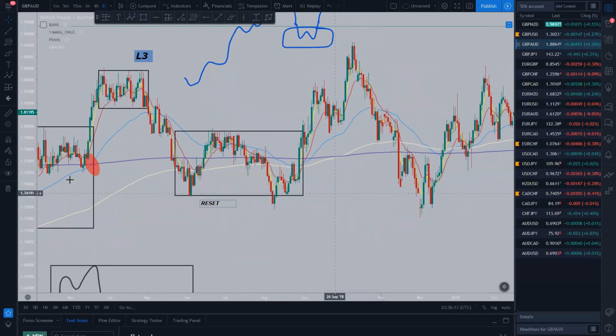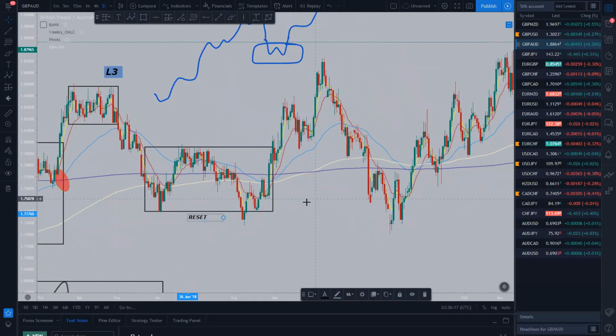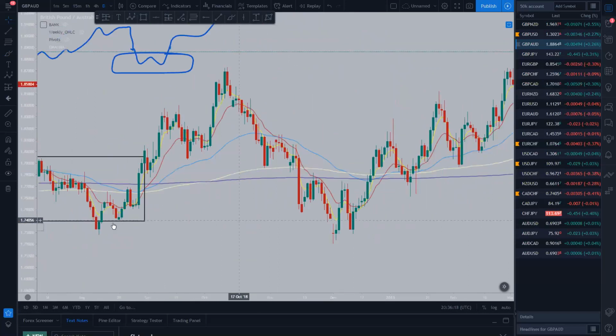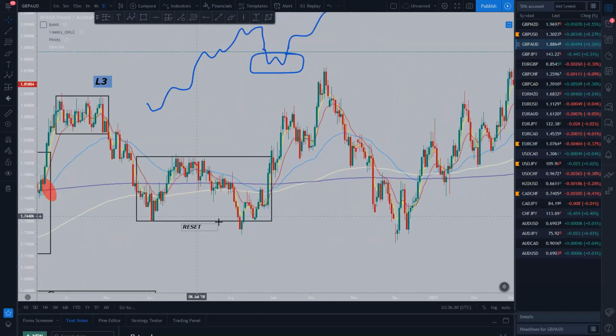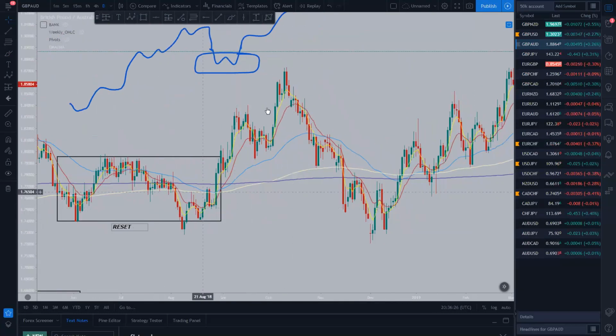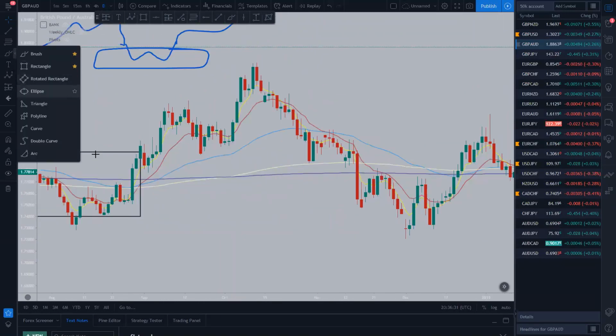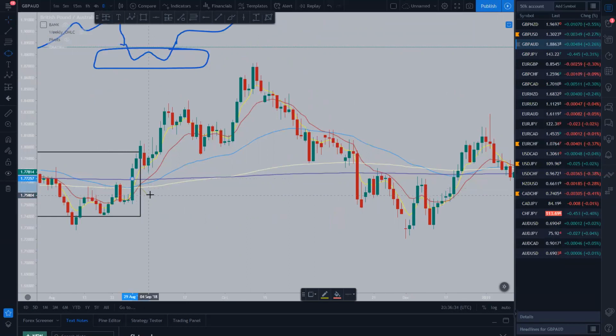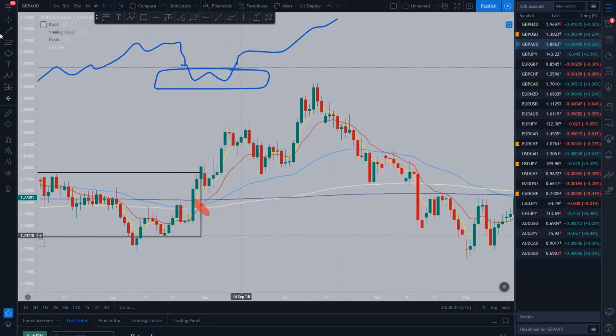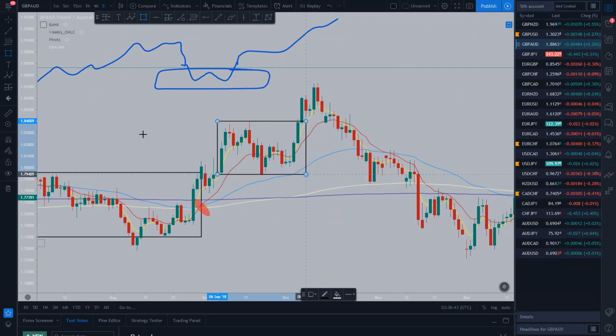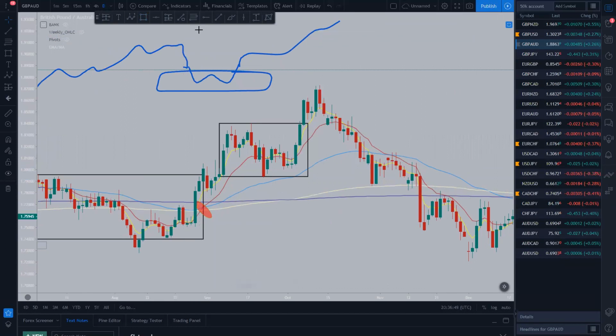Now, once the reset has taken place, what are we looking for? We're looking for price to come out and form a level 1 move. That confirmation happens when I get the crossover of the 50 and the 13 EMA. And again, I'm going to take price from the highest point it reached before it went back below the 13, and I'm going to take it to the lowest point. This is my level 1 consolidation.